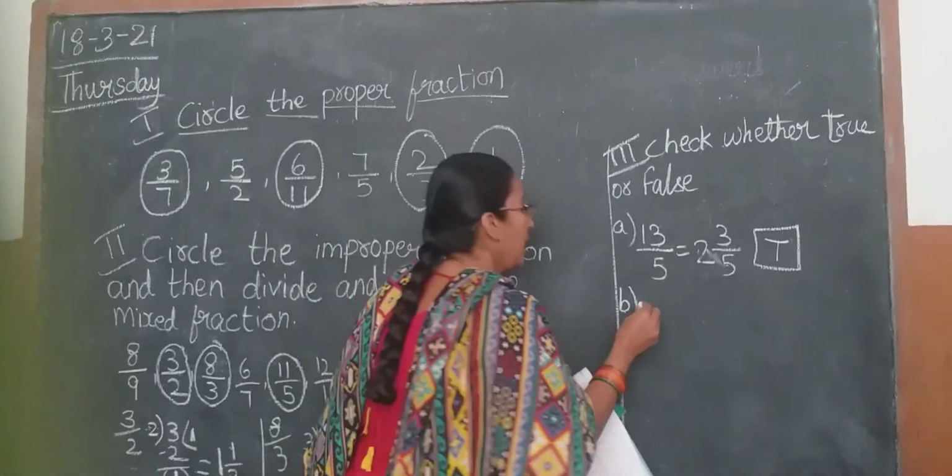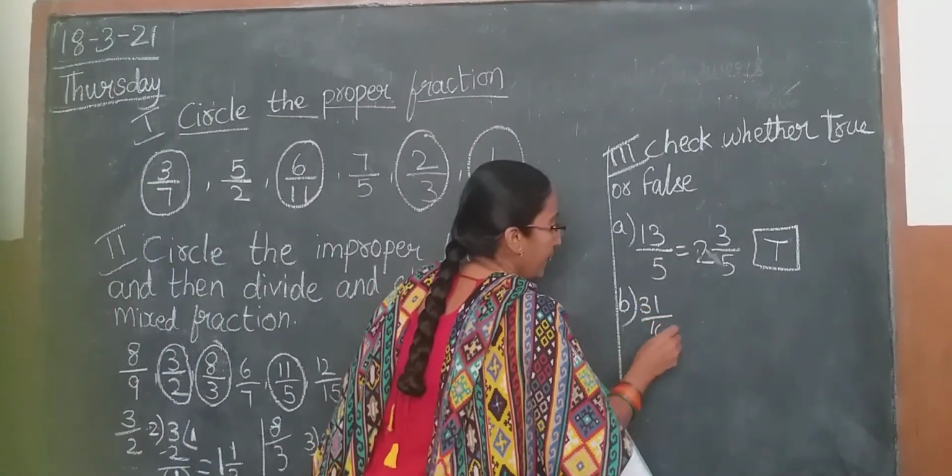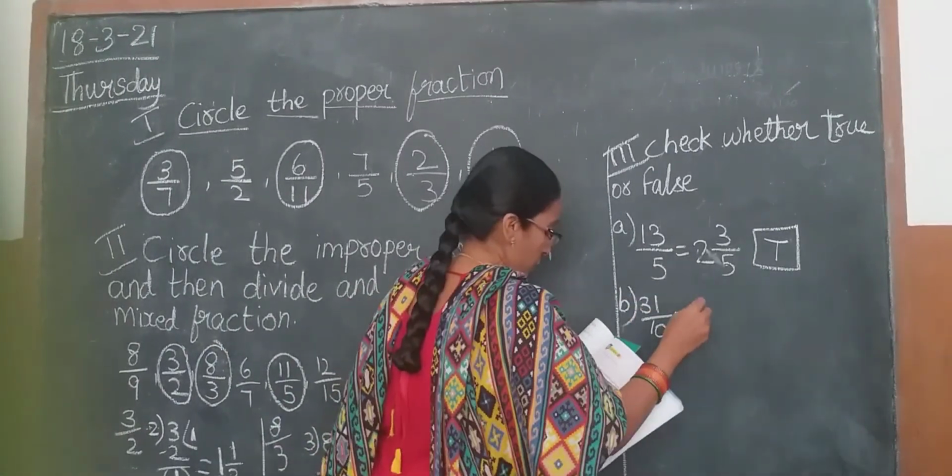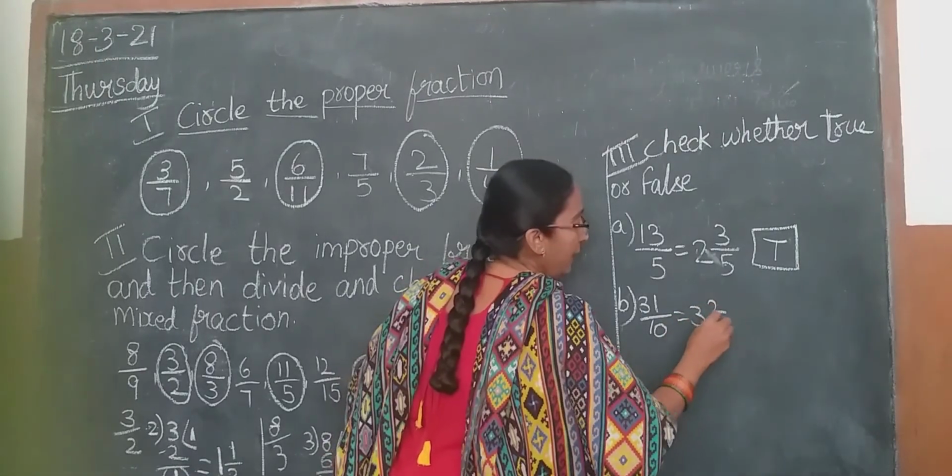Now, you see. 31 by 10 is equal to 3 2 by 10.